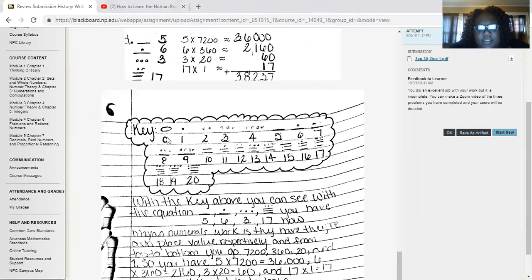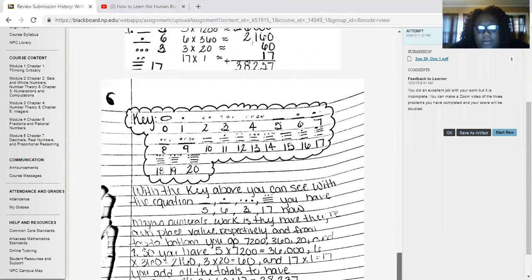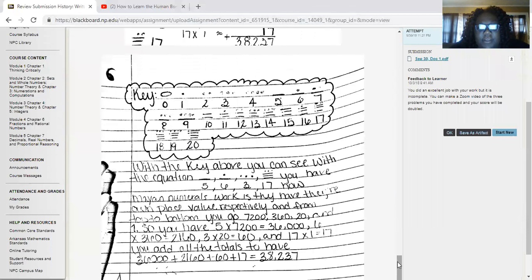Okay. As you can see, my little key, we have the little oval, which is 0, dot 1, 2 dots, 2, 3 dots, 3, 4 dots, 4, 5, and so forth all the way to 20. So with this key above, you can see with the equation, the one line is 5, the line with the dot is 6, 3, and then 17.